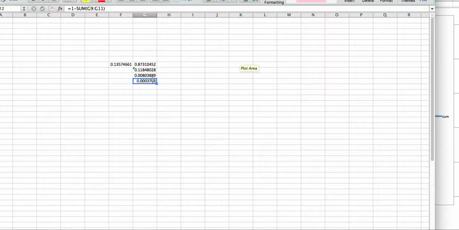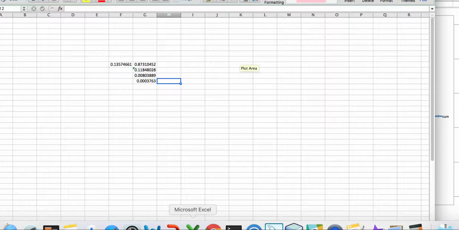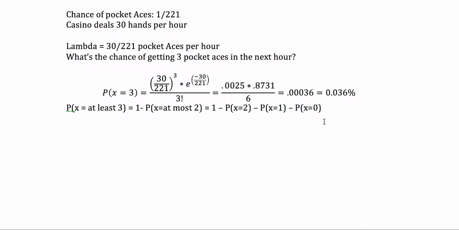So here we have it, the chance of us getting at least 3 pocket aces in 1 hour is equal to about 0.038%. So going back here, this one is equal to 0.038%.